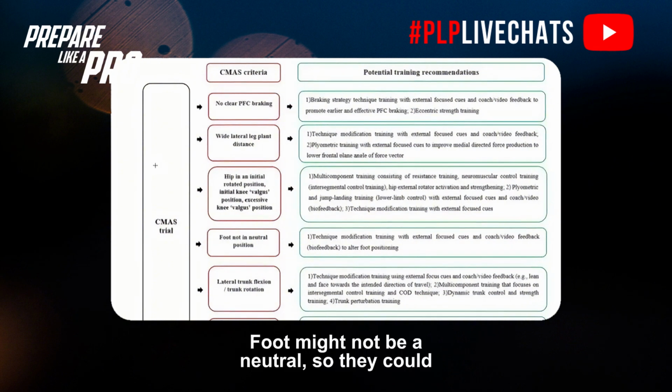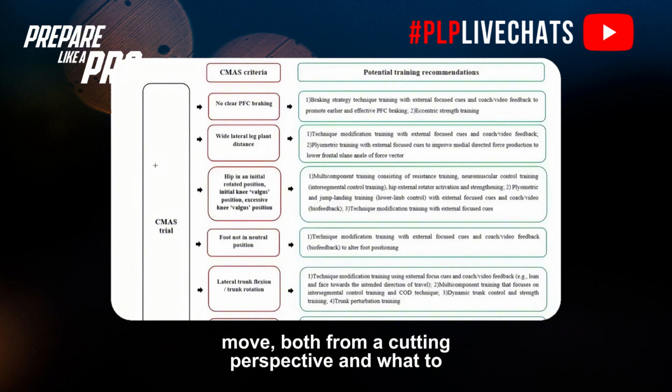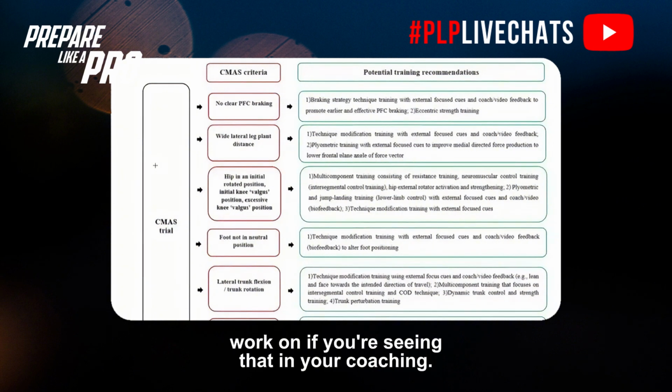Foot might not be in neutral, so they could have that duck foot, everted position, what to work on with, which we know puts them at high risk for ACL. Hip and knee, so that valgus position, what to work on, and then wide lateral leg plant distance as well. So he's listed all the risk factors in lateral movement, both from a cutting perspective and what to work on if you're seeing that in your coaching.